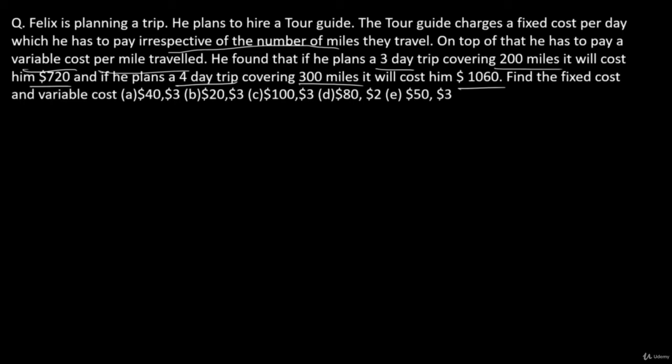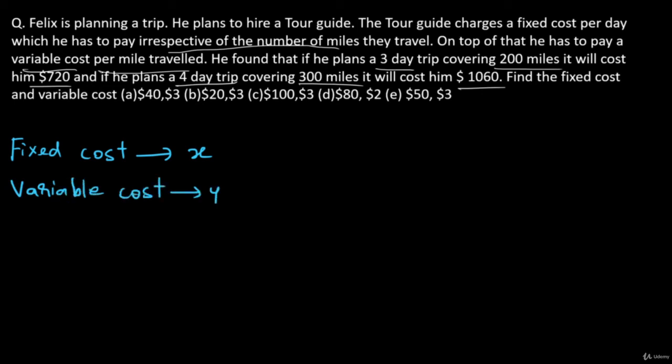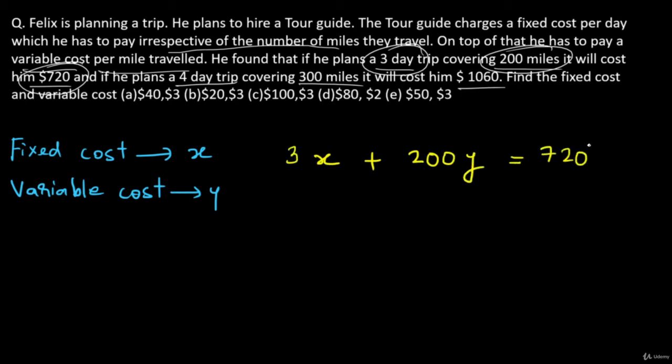Alright, we are back. I hope you have given it a try. Let's do it together. Now let's take the fixed cost as x and let the variable cost involved be y. Alright, now if he is planning a 3-day trip and covering 200 miles, it's costing him $720. So let's form the equation. We can say that 3x plus 200y is equal to 720, right? This is the fixed cost, and because it's 3 days, that's 3 into x. So we have 3x over here, and they are covering 200 miles, and per mile he has to pay y dollars. So that's a total of 200y dollars, and the sum of this is equal to 720.